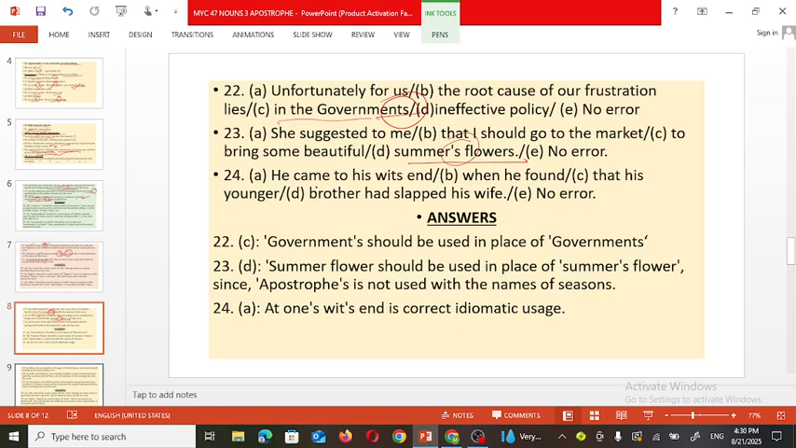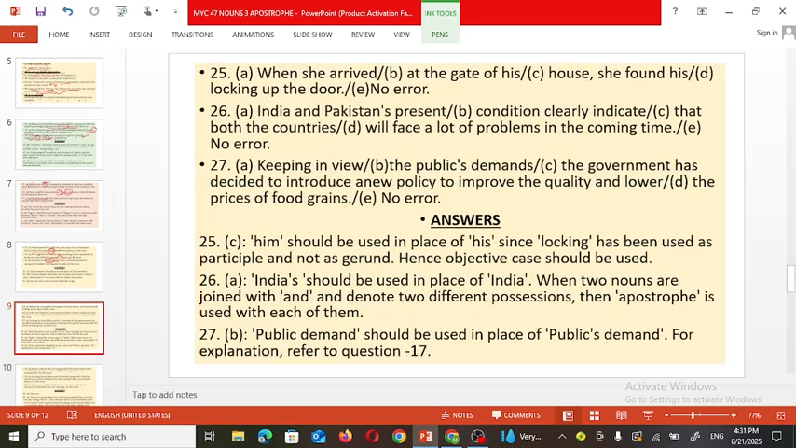Next, he came to his wits' end. Now, already in the rules we have discussed that in certain idioms there are some phrases we must use in the same way in the sentences. So here, at wit's end, that is the idiom we use in the sentence. So apostrophe s must be there with wit's end. So that is the error in this A part. Next one.